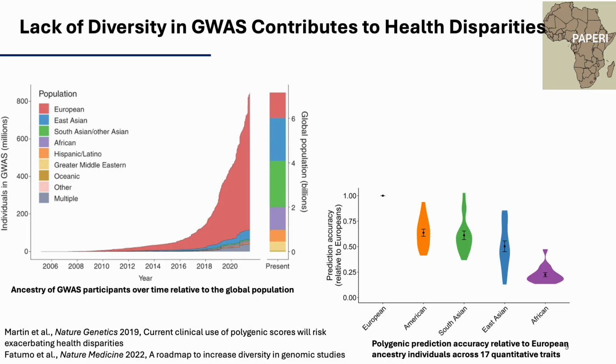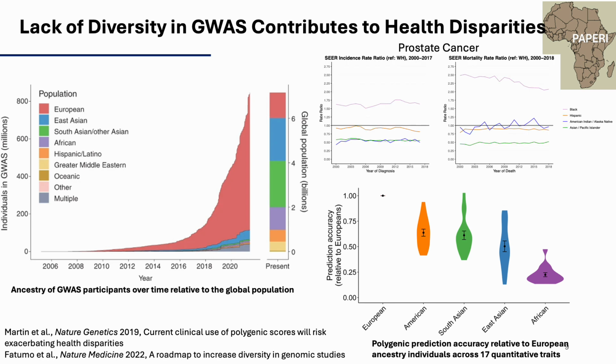Consequently, when we develop polygenic models based on GWAS data, we see that the predictive accuracy is increasingly poor in populations who are more ancestrally distant from European ancestry, and we often see the lowest predictive ability in African ancestry populations. This could potentially exacerbate existing health disparities, where we see, for instance, in the U.S., Black or African American individuals have the highest incidence and mortality rates for prostate cancer compared to any other population seen here.